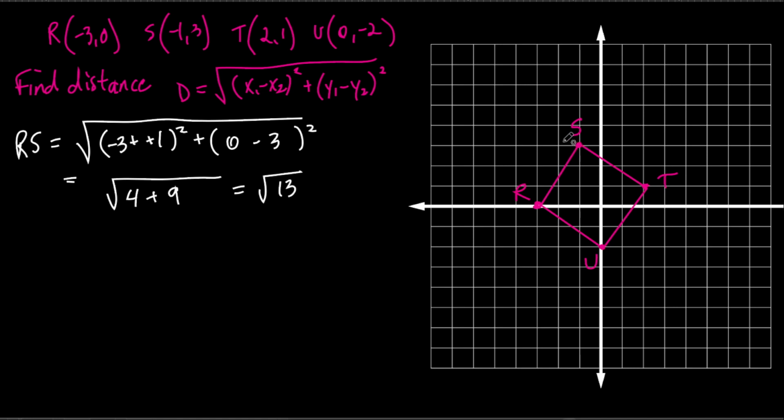We're not going to put it in a calculator. We're not going to get a decimal. Okay, we're just going to keep it square root of 13. Now, if this truly is a square, like it looks like, what do you think the other sides are going to come out to be? Square root of 13. They should. Okay, if they don't, it's either not a square or you did something wrong.